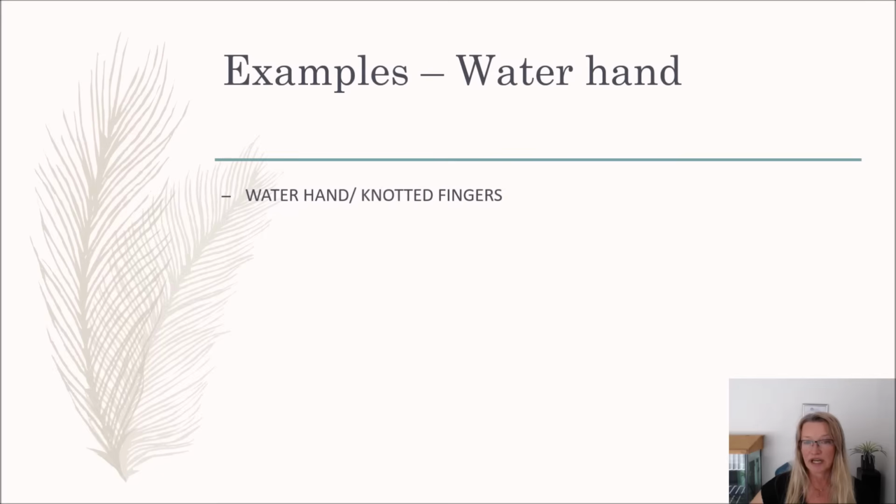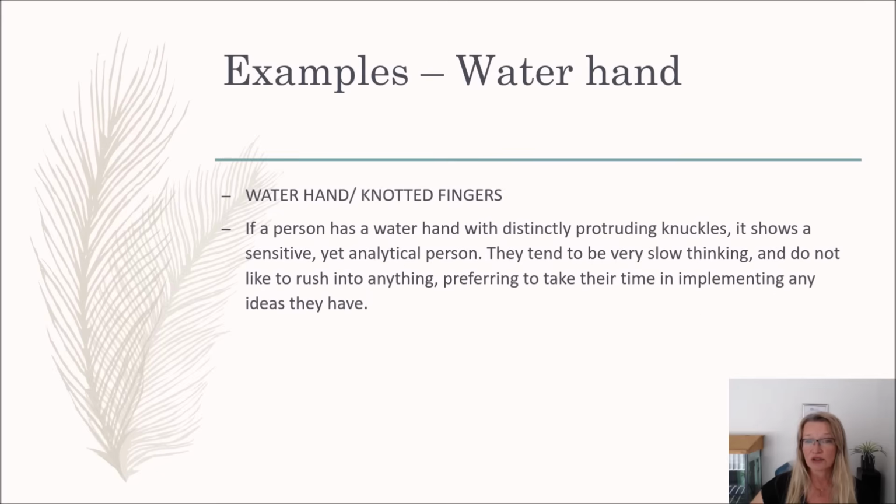If on a water hand, the water hand is the narrow hand with longer fingers or longish fingers, and if the water hand has protruding knuckles, it shows someone who is sensitive, but they're also analytical. They tend to be slow thinking and do not like to rush into anything. They prefer to take their time in implementing any ideas that they have.